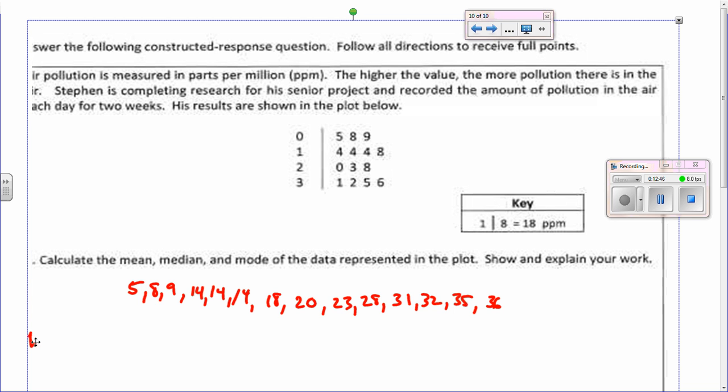So you would say median is middle number, until you can actually cross off a little bit, like cross off 5 and 36, 35, 32, 8 and 9, 14, 14, 14, cross off these 3, you're down to 18 and 20.